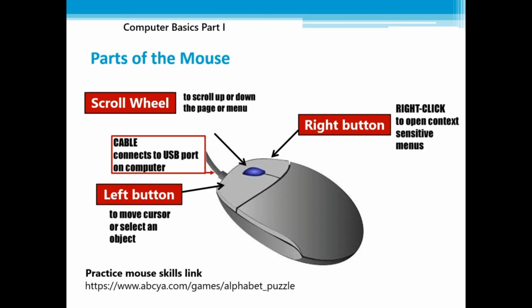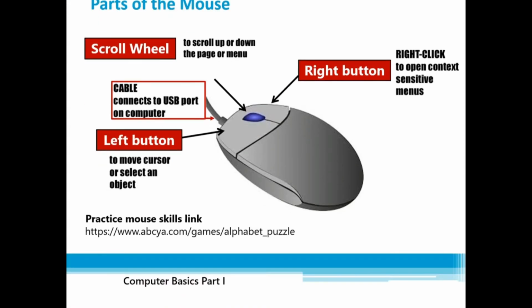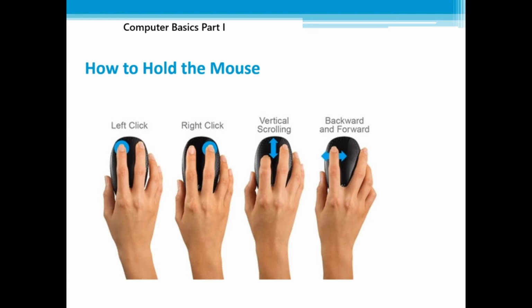And then you've got your left button. It allows you to select objects, and the right button does the exact same thing. Now at the bottom you will see a link, and it helps you with practicing on how to use the mouse. Here we've also got a screen that shows you how to hold your mouse and the functions of the left, the right, and the vertical scroll, as well as moving backwards and forwards.